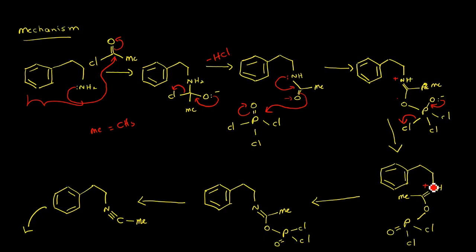We will have a positive charge on our nitrogen atom, and then a proton is removed. So this hydrogen over here will be removed, so nitrogen will regain its neutral form, and also it will regain a lone pair. So the phosphorus part stays the same.